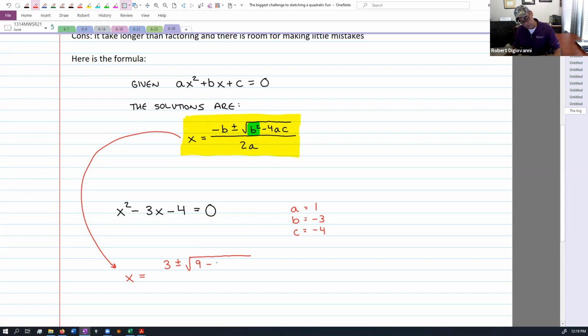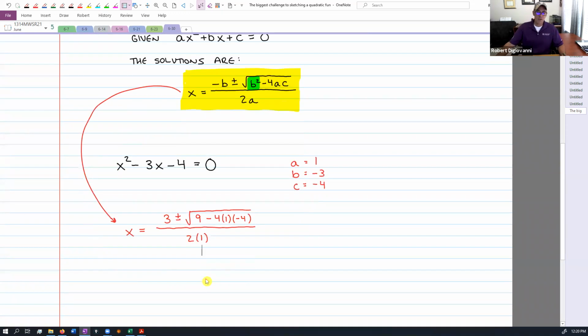Then minus, I like to do it this way. I write 4, and then a. A is 1, so I put parenthesis 1. And then times c, so I'm going to put in parentheses the c, which is -4. Now the whole thing gets divided by 2 times a, and a here is 1, so I put parenthesis 1, so that's multiplication there. Okay, any questions up to that point?